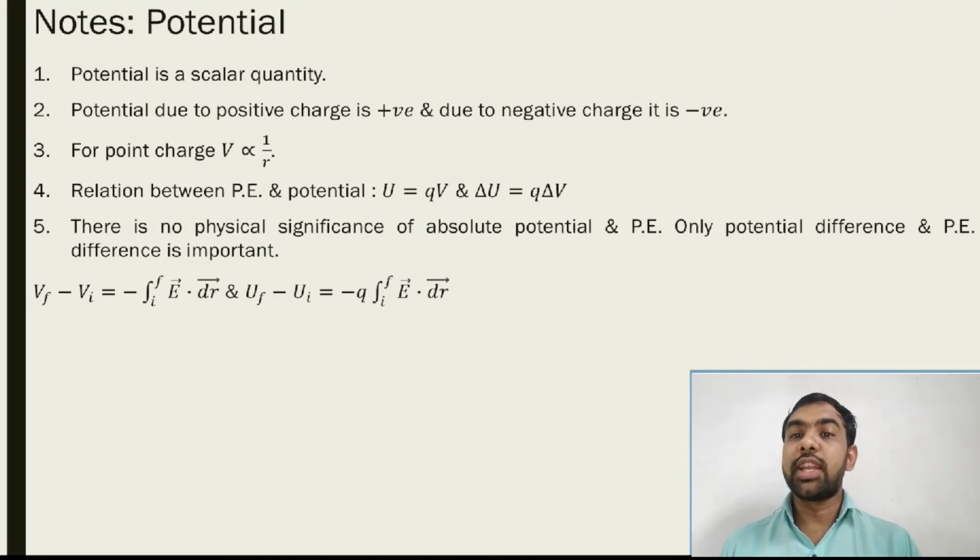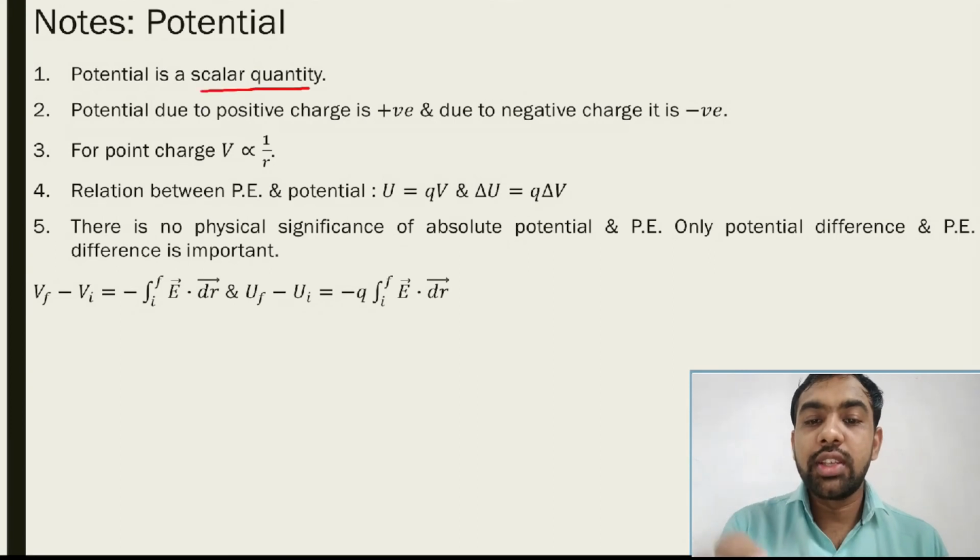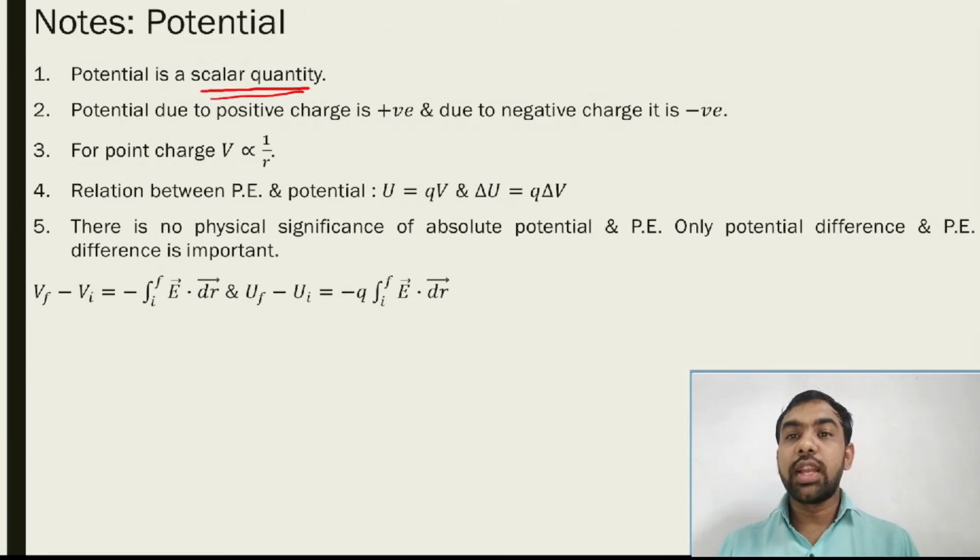Let's see some notes related to the potential. First one, potential is a scalar quantity. That is the advantage of this. If you consider the electric force and electric field, then it is quite difficult for us to solve some problems. With potential, we solve problems so easily. Why? Because it is a scalar quantity. So we directly add or subtract, and we do not use any vector rules. That is the first benefit.